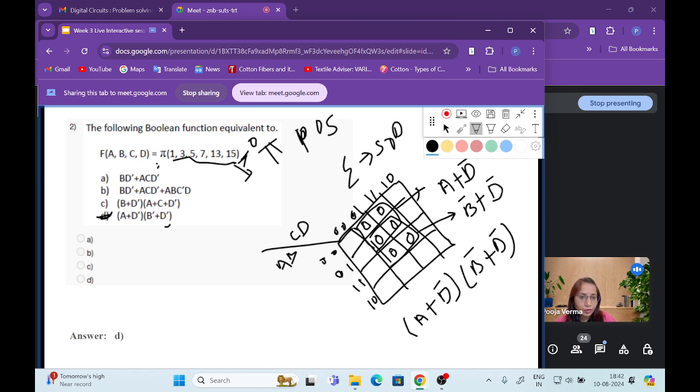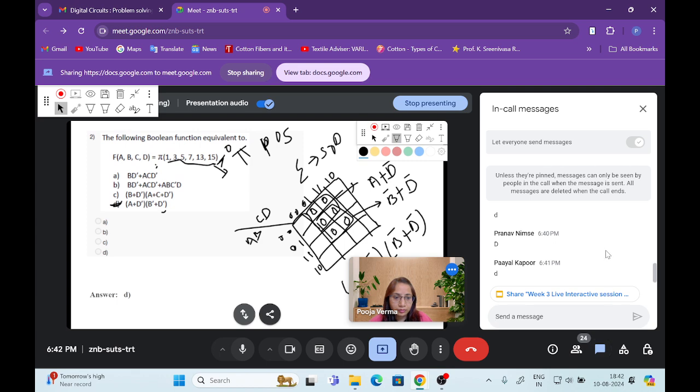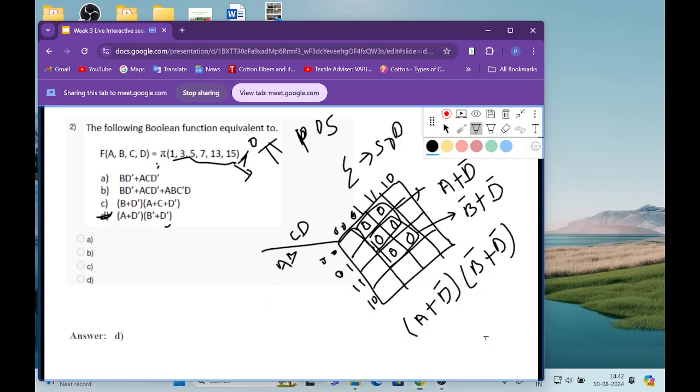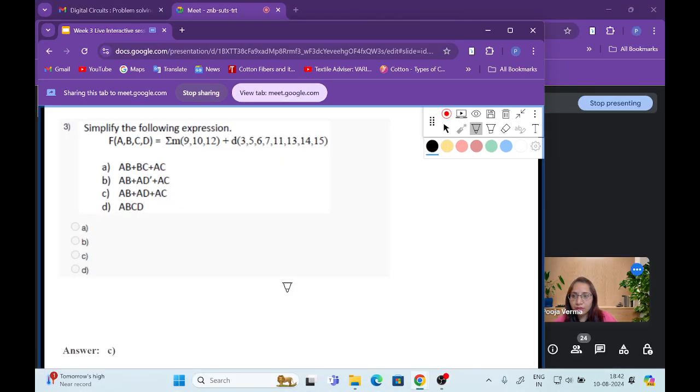So I hope all of you are getting these questions, how you can solve this using the K-map. Okay, so moving to the next question. The next question is also based on a K-map, but here the min terms and don't care conditions are given. So in the place of don't care, we need to write X, right? And in the place of these min terms, we need to write 1.